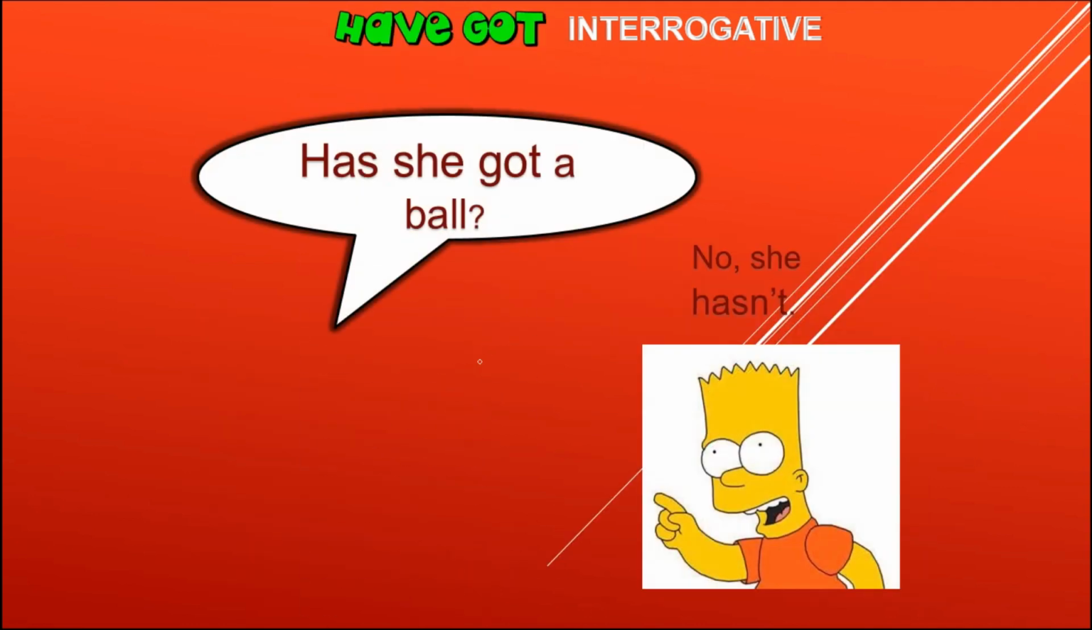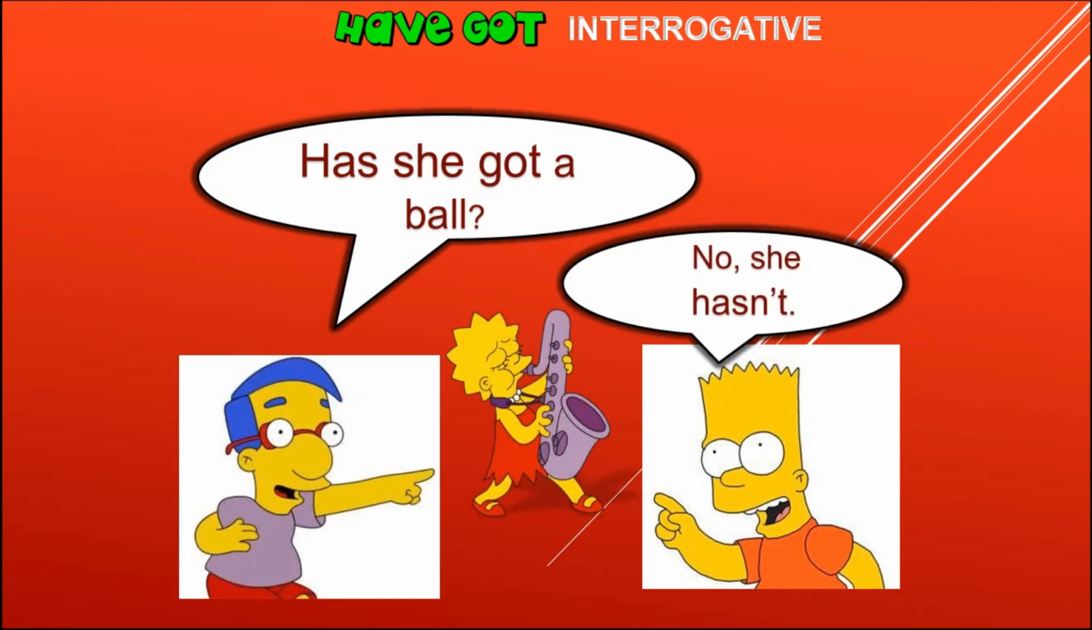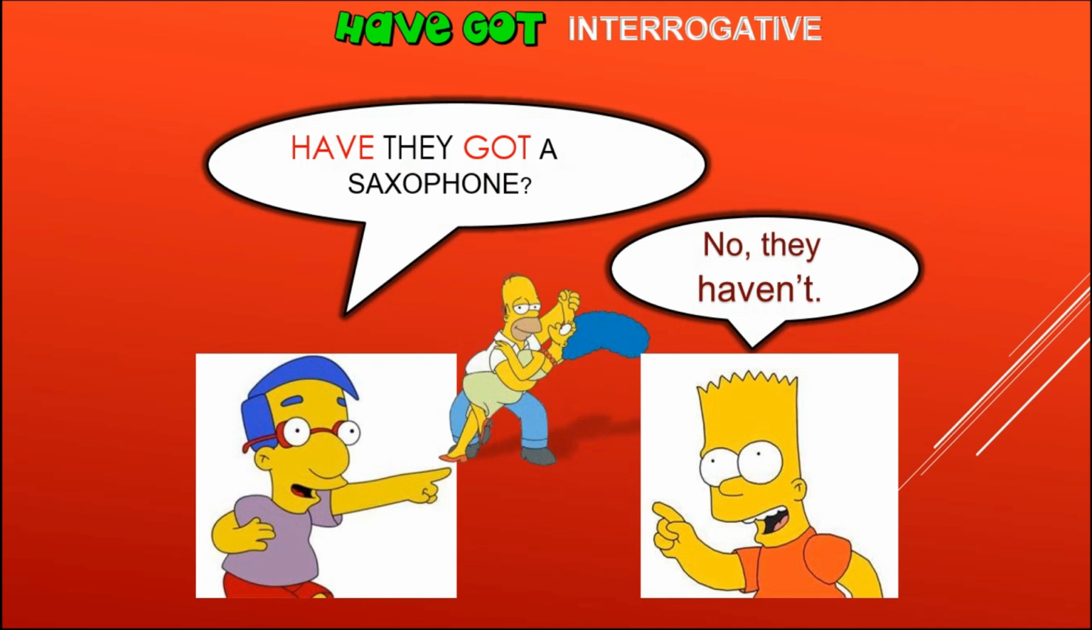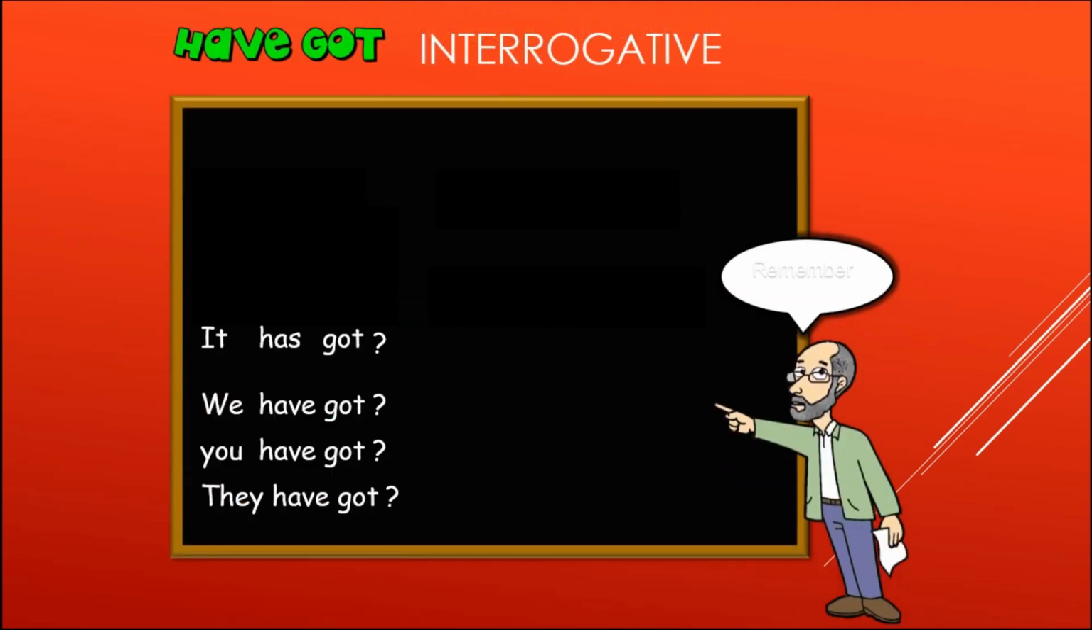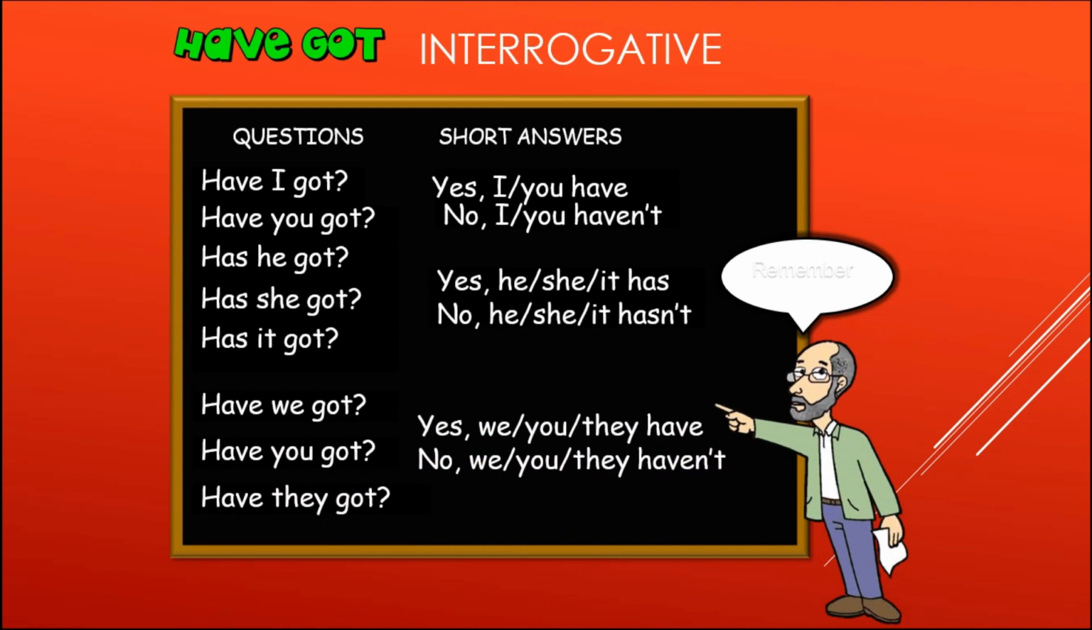Move to the other. Has she got a ball? No, she hasn't. Have they got a saxophone? No, they haven't. So once again, interrogative, we make it together. I would like to change the pen, the color of the pen.